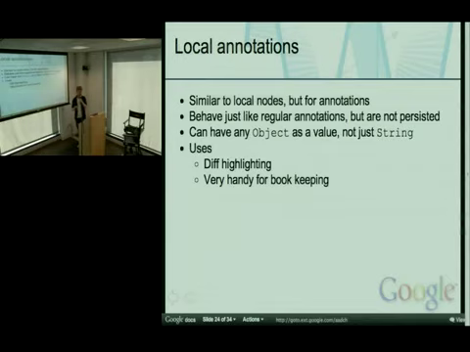The key difference that makes local annotations special is that unlike persistent annotations, local annotations don't have to use just primitive values. So annotations are just key value pairs. Local annotations are free to use any type for the values, including object references, because they're not sent to the server, they're not persisted, it's just local in the client session. So this is very handy for a number of UI features that want to store state in the document.